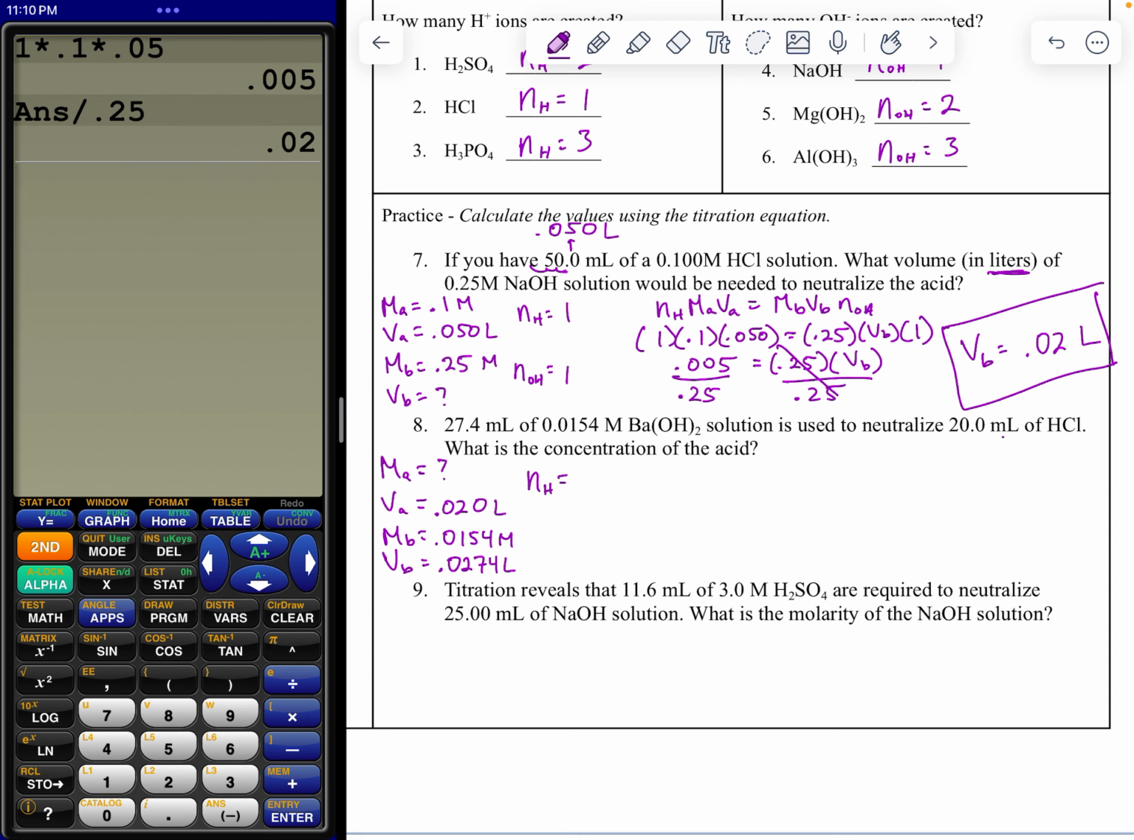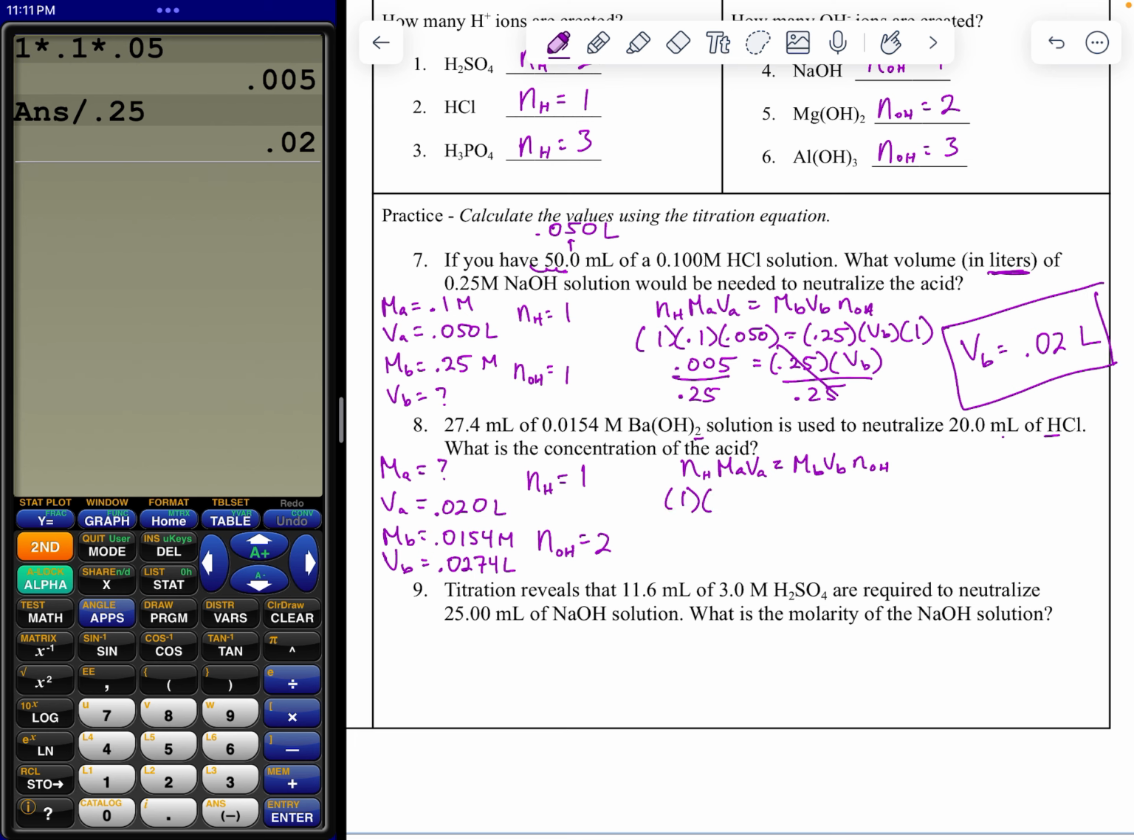The number of hydrogen ions is going to be 1 based on that 1 hydrogen there in the hydrochloric acid. And the number of hydroxide ions is going to be 2 in this case because of the number of hydroxide ions that are a part of the barium hydroxide. So when we go in, we are going to use MA VA equals MB VB NOH. You could say NB too if you want, really.